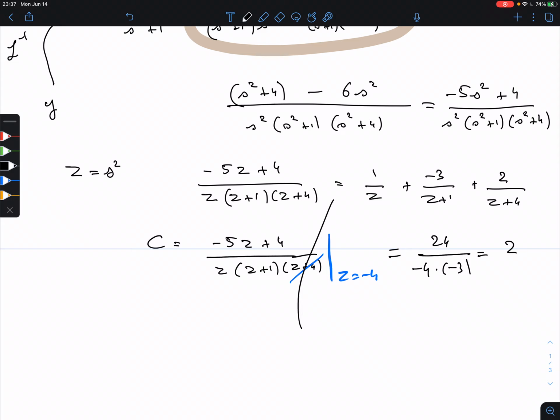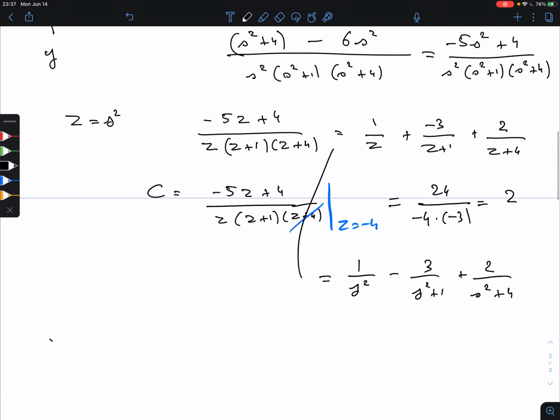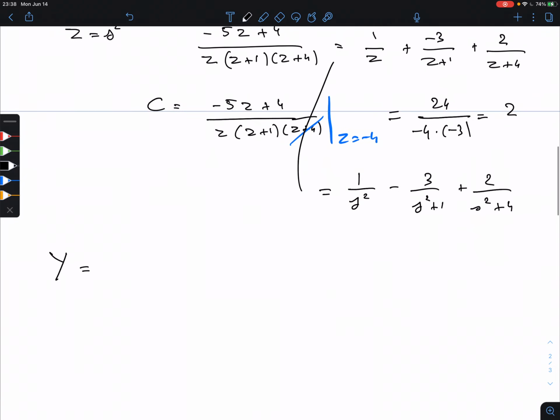And now we can plug back in what Z was. Z was S squared. It's 1 over S squared minus 3 over S squared plus 1 plus 2 over S squared plus 4. Okay? Now, don't forget, we now go back to what we have. So y is, we also have this guy here still, right? Which, let's split it already, because we know we have to split it. S over S squared plus 1 minus 3 over S squared plus 1 plus 1 over S squared minus 3 over S squared plus 1 plus 2 over S squared plus 4.